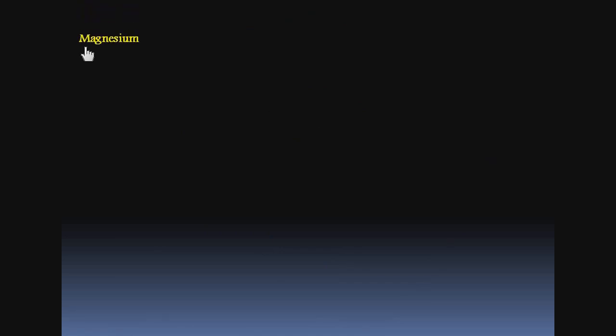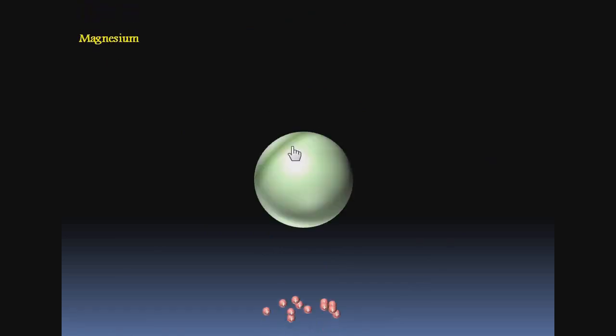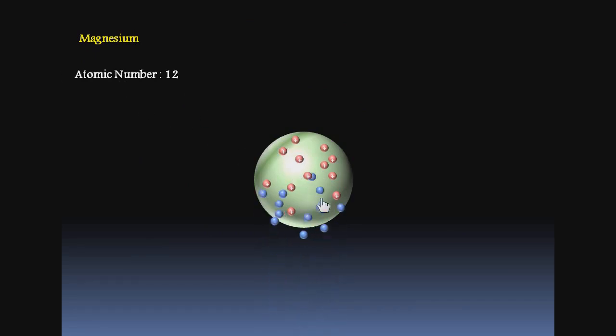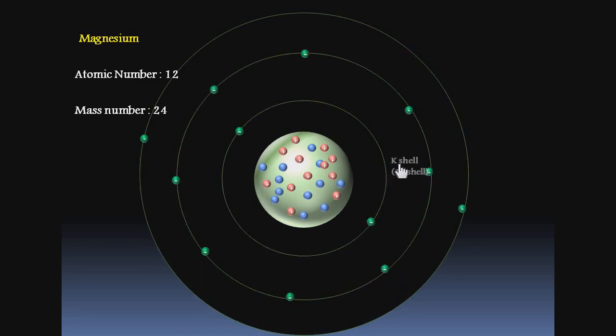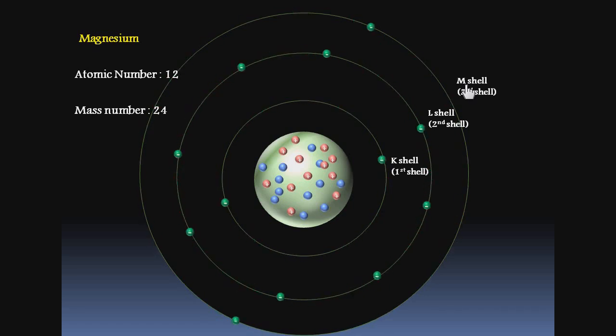The next element is magnesium. It has 12 protons, so atomic number is 12. It has 12 neutrons, so mass number is 12 plus 12, 24. It has 12 electrons, 2 electrons revolving in the K shell, 8 in the L shell, and 2 in the M shell. Here the outermost shell is M shell, that is the valence shell. Number of valence electrons is 2, that is number of electrons in the outermost shell is 2.